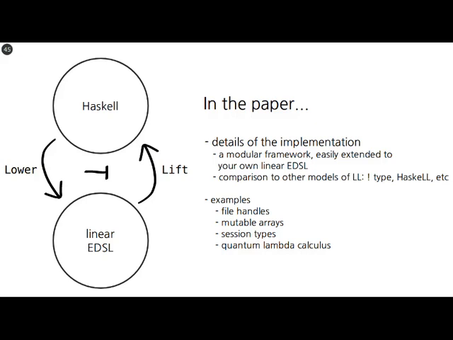In the paper, we also talk about a comparison to other models of linear logic. So we had the bang type previously, and all these different approaches for dealing with nonlinearity and linear logic. And in particular, there's this exciting proposal to integrate linear types into GHC itself, which is a very different model of linear logic, and I'd love to understand better how this observation about monadic programming with the linearity monad can be useful in that setting.